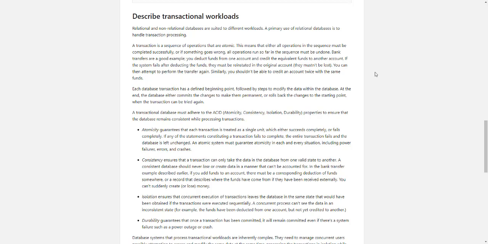Each database transaction has a defined beginning point, followed by steps to modify the data within the database. At the end, the database either commits the changes to make them permanent, or rolls back the changes to the starting point when the transaction can be tried again.